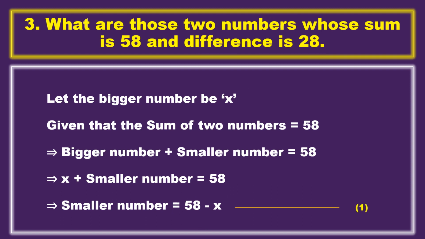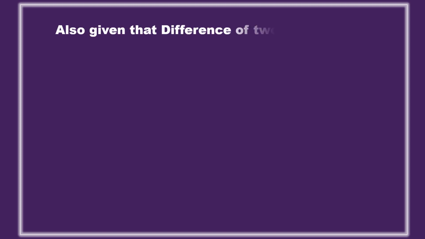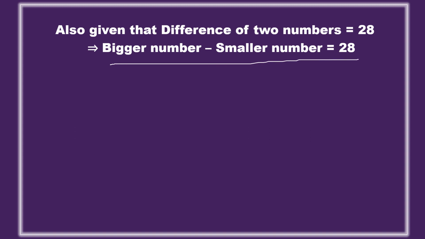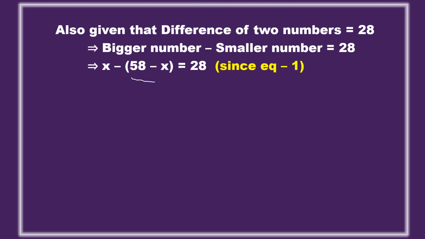Okay. So let me take the statement. It is given that the difference of two numbers is 28. So big number minus small number equals 28, because the difference means we should always subtract the small number from the big number. Okay. So what we have taken, the bigger number is x. So let us take the big number as x only, and from equation 1 we got the small number as 58 minus x. Okay. So here don't get confused: whenever you are taking a number which is a binomial or trinomial, and it has a minus before it, you should compulsorily put brackets.